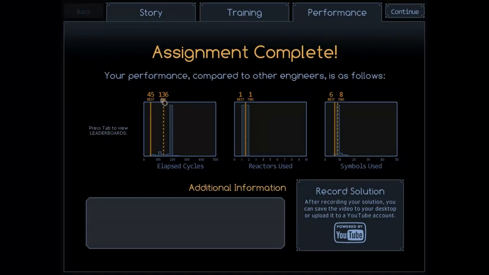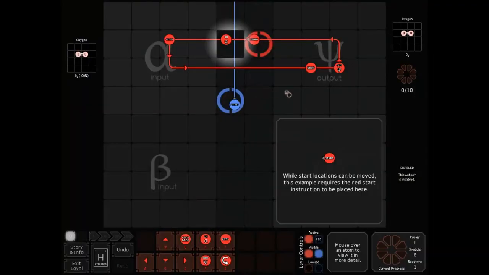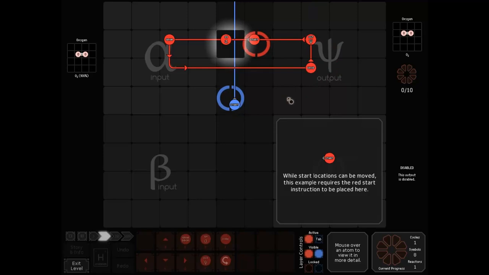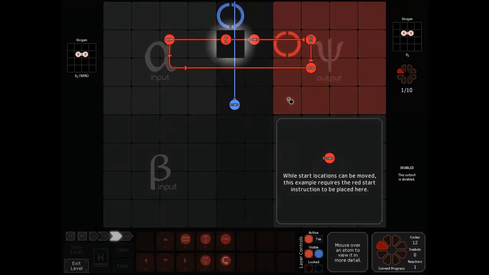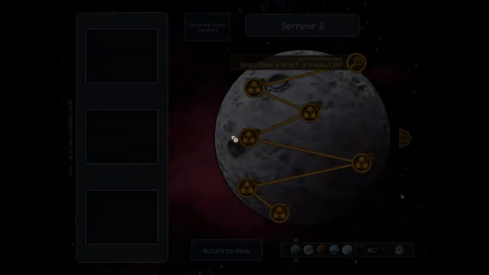Okay, we did that in 136 cycles using 8 symbols. A lot of the fun of SpaceChem is trying to optimize your solution to make it faster. For instance, I could move this command over here, move this loop like that. It's a little bit tighter. And we'll see, that saved us some time. It's only 118 cycles now.